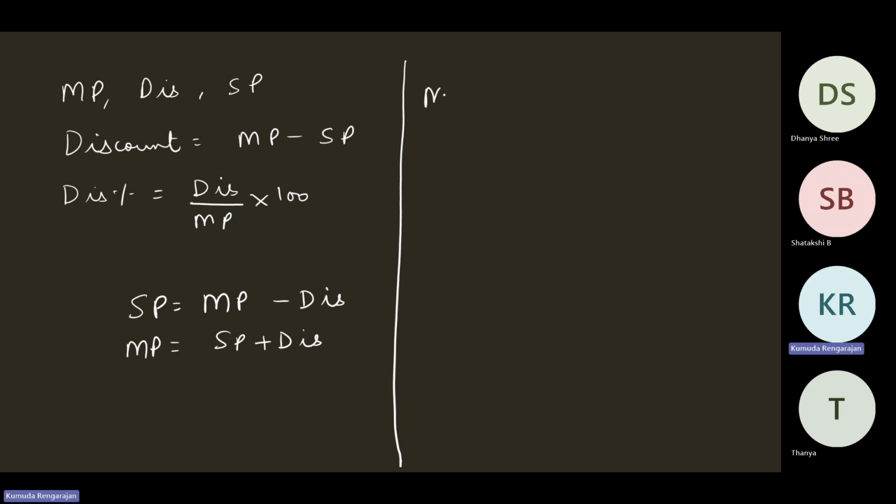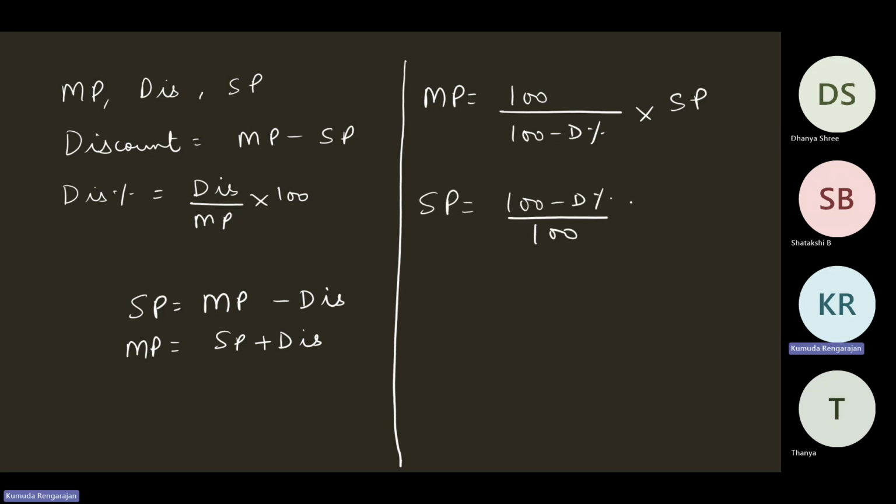So here, mark price is equal to 100 by 100 minus discount percent into SP. SP is equal to 100 minus discount percent by 100 into MP. Mark price is 100 by 100 minus discount percent into SP. SP is 100 minus discount percent by 100 into MP. That's all.